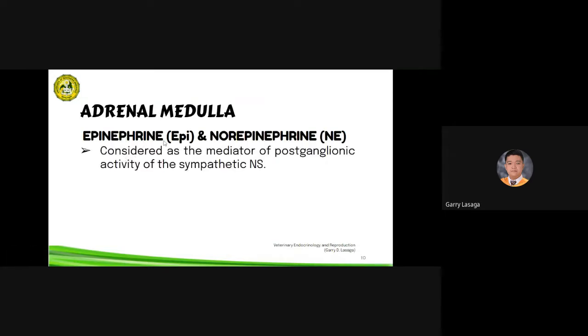Aside from epinephrine, the adrenal medulla also produces norepinephrine as another type of neurotransmitter or hormone. These are considered to be the mediators of postganglionic activity of the sympathetic nervous system. Most of the norepinephrine found in the plasma, or in the blood, originates from the adrenal medulla.